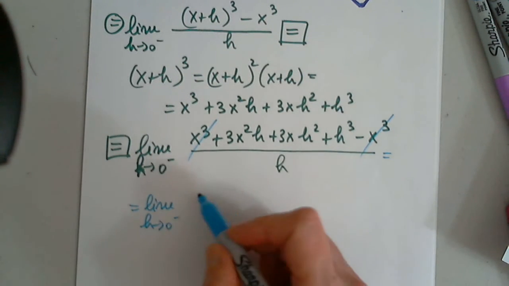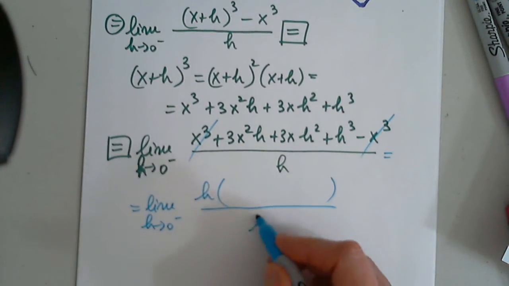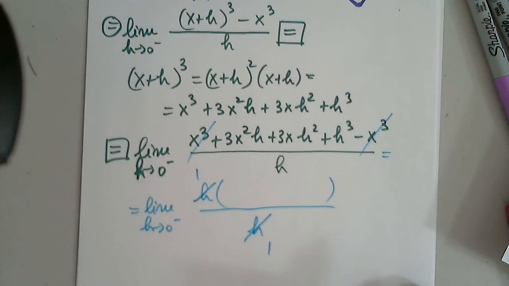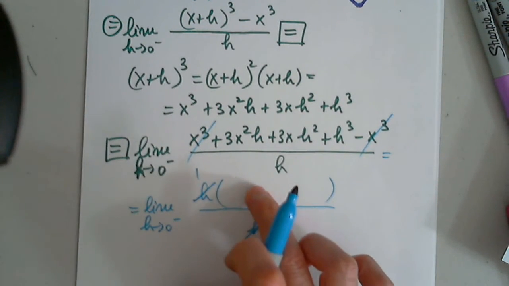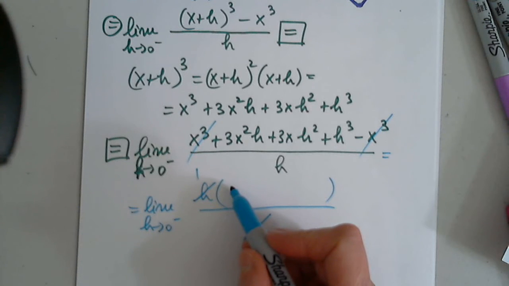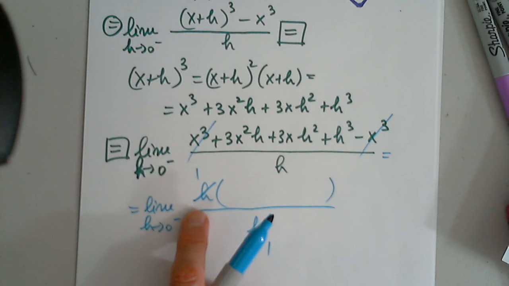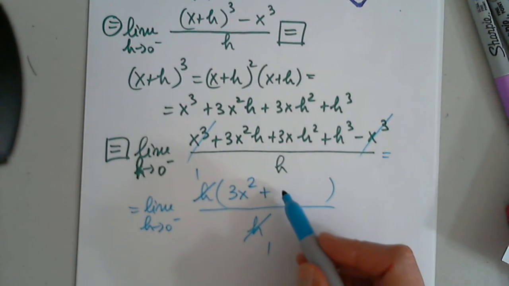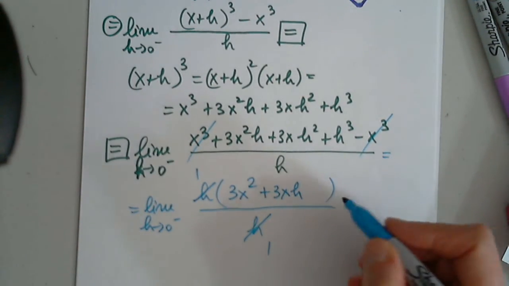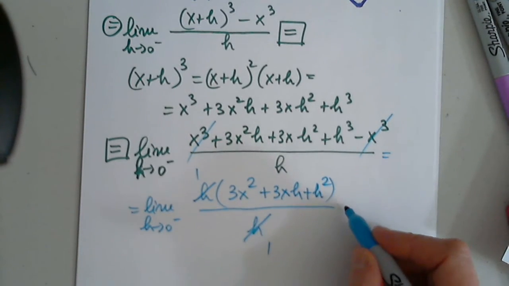Factor out an h from the numerator. Excellent, because we know that this has to happen. And what is left at the top? The limit as h approaches 0, then the top would be h times (3x squared plus 3xh plus h squared). Great job.